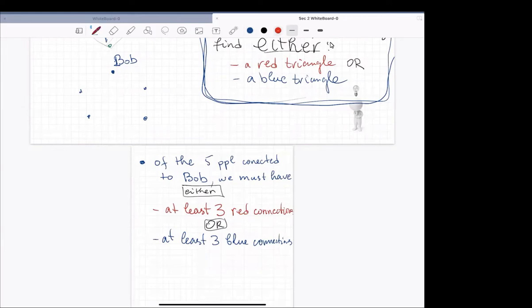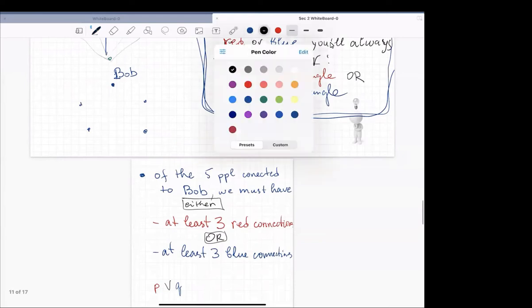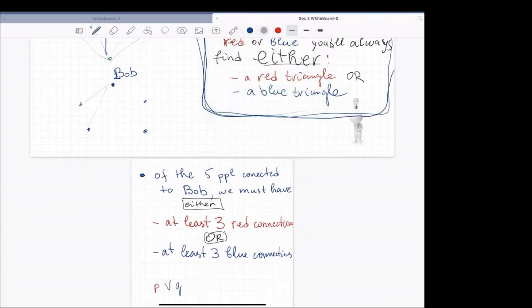So I have 2 propositions. One is P, and the other is Q. P stands for at least 3 are red. And Q stands for at least 3 blue, so these are the gray guys emanating from Bob. These gray guys emanating from Bob, 5 of them, it must be the case, there's no other way, that I have either at least 3 red or 3 blue. Now please help everyone understand why that's the case.